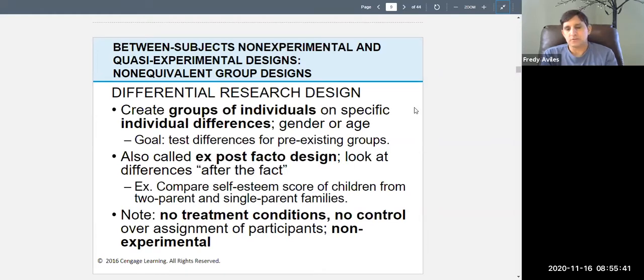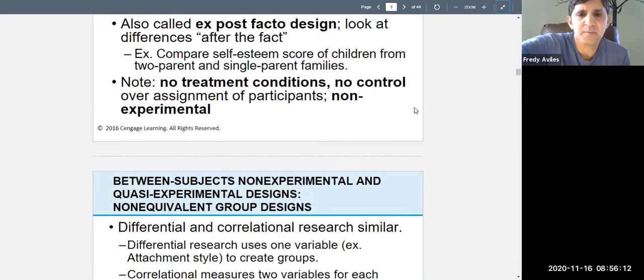Note, there are no treatment conditions. You didn't get to decide who was in a two-parent family or single-parent family. You didn't manipulate that. You have no control over the assignment of participants. These people already exist. So it's a non-experimental design. But it's called a differential research design because you're just comparing groups that already exist. So like I said, there's a lot of terminology here.